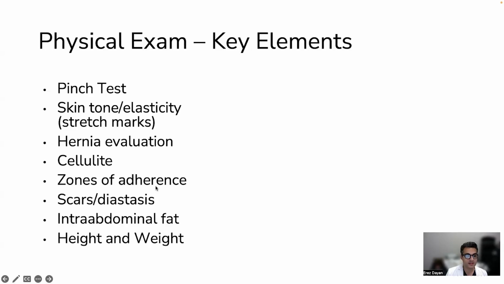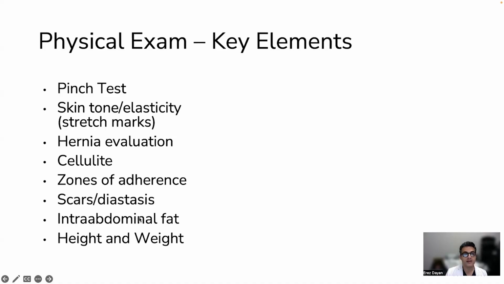We'll discuss zones of adherence, and I'm going to include an article all about zones of adherence. These are areas where there's tight fascial attachments. There's a number of them, especially in the thighs, where we do not want to perform liposuction. You increase your risk of contour deformities and bleeding. We want to look at scars. We want to look at diastasis.